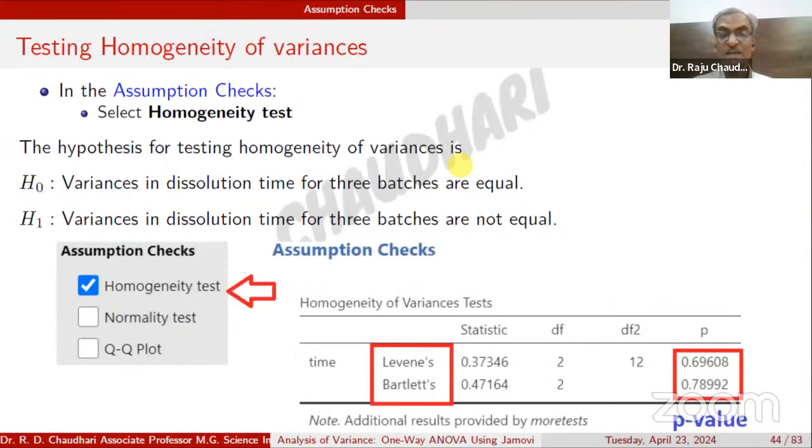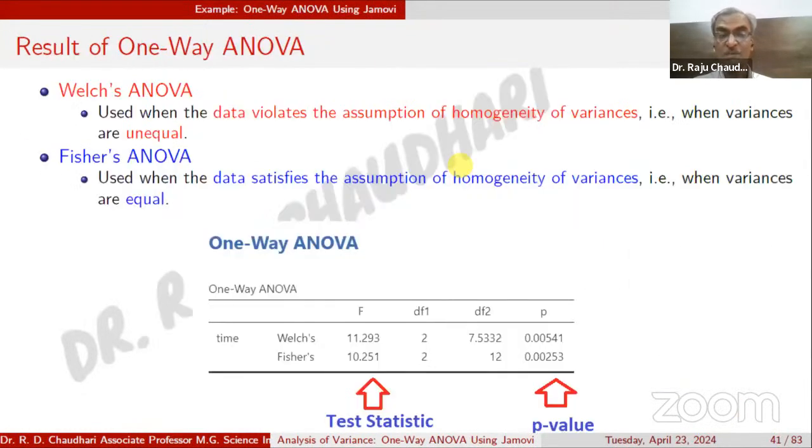Because we have Fisher's test, look at this. Variances are equal, so we can use this part. Fisher's F test value is 10.251. The first degrees of freedom is 2, because I am comparing three groups. Degrees of freedom for error is 12, because it is n minus k, 15 minus 3, so that is 12. And the p-value is 0.00253. So this row we have to use.